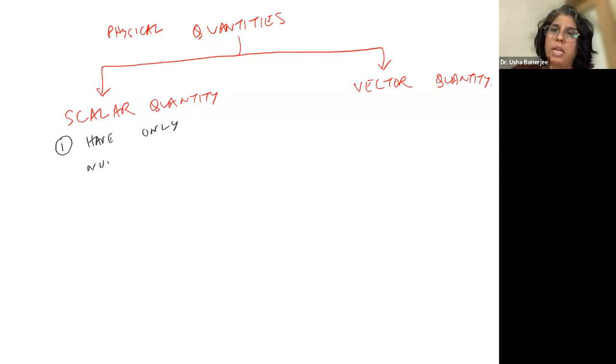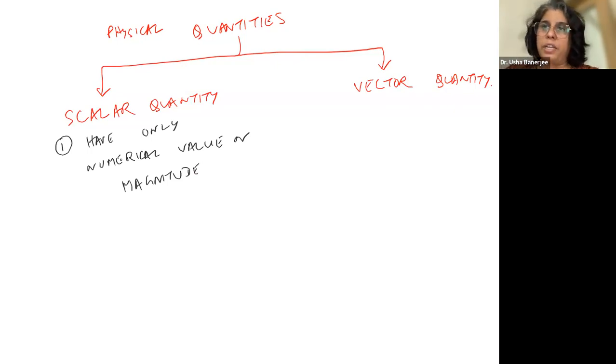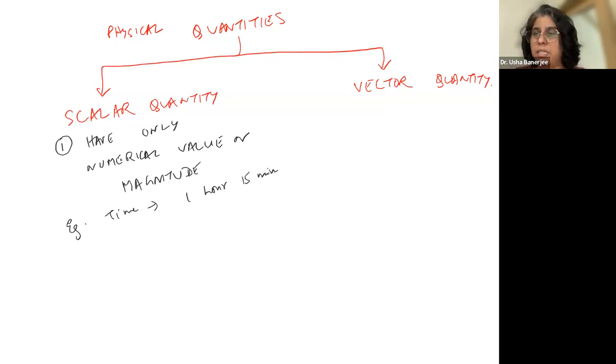only numerical value. Now, henceforth, I will not use the word numerical value. I will use the word magnitude. So all of you know that magnitude means numerical value. So example of scalar quantity, say for example, time. I say this class is a 1 hour, 15 minutes class. So this is the magnitude. There's no need of direction here, right?